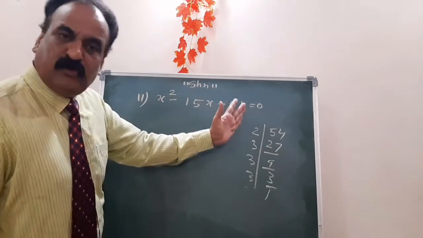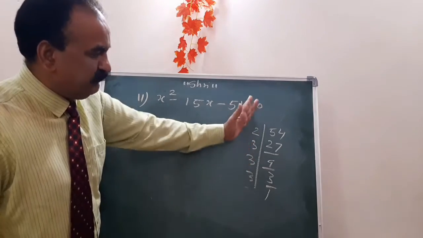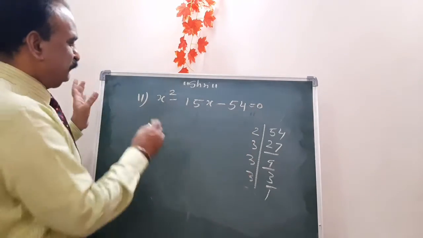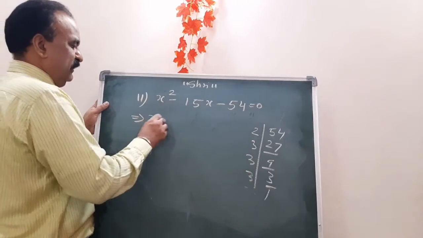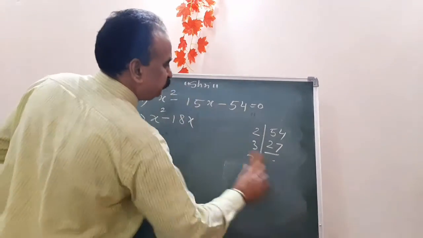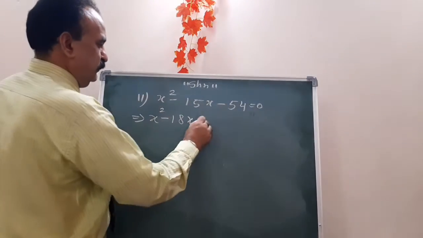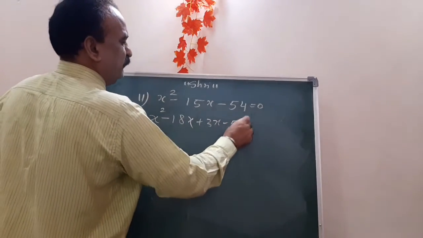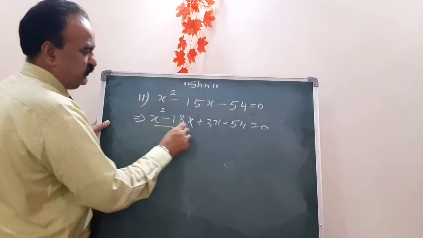It means if we don't know the table, we can find the numbers by the prime factorization. See, sign of this implies x square minus 18x plus 3x minus 54 equal to 0. These two and these two.